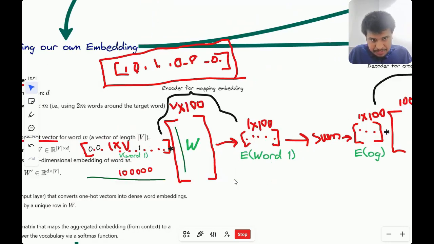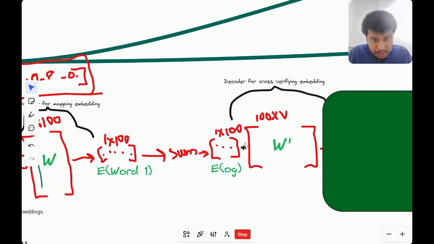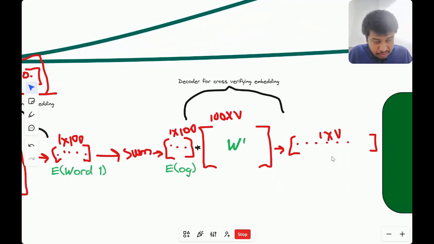This is D cross V, so here we need 100 dimensions, otherwise it will be 100 cross V. With this, if you multiply again, what do you get? You get 1 cross V. This would be a one hot encoding again. So the input and output would be a one hot encoded vector, a numerical form for a particular word.